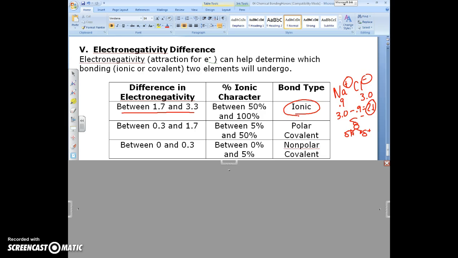So this is the last question on your homework. You're going to look at the electronegativity values on your reference page for each of those elements, and just subtract the big one minus the small one, and then figure out which range it falls in to determine the type of bond.